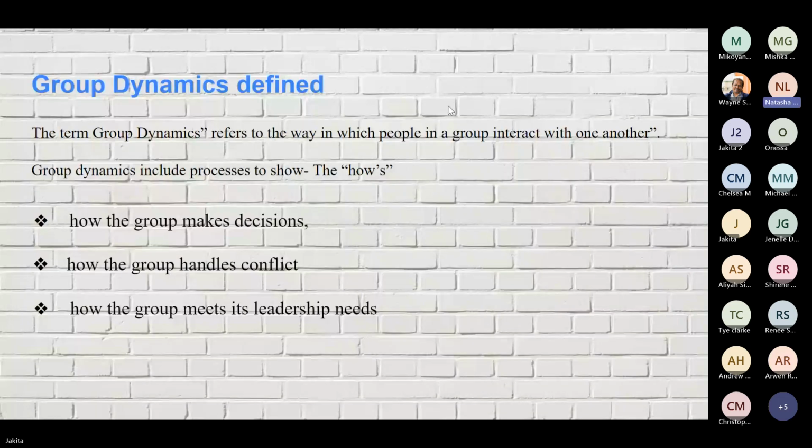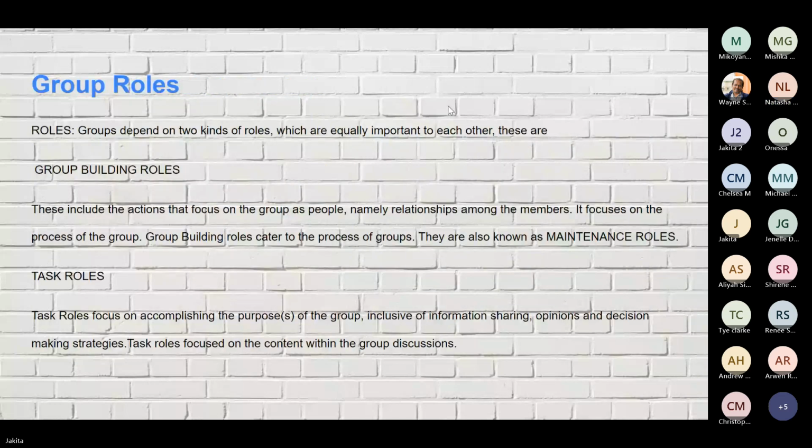Group dynamics defined. The term group dynamics refers to the way in which people in a group interact with one another. Group dynamics include processes that show how the group makes decisions, how the group handles conflict, and how the group meets its leadership needs. Our first discussion we're going to look at is group roles.